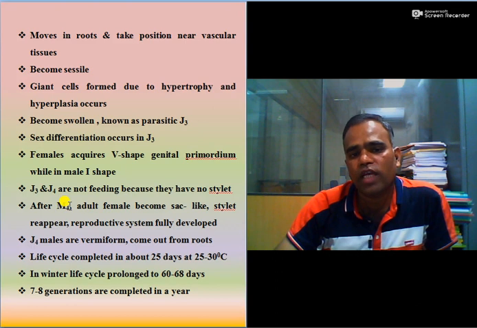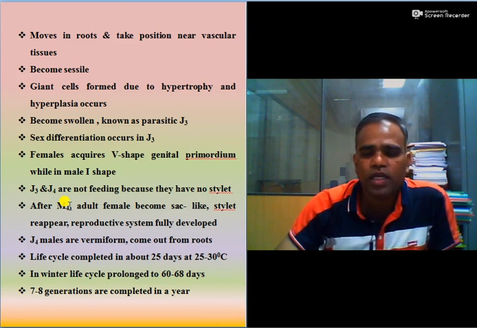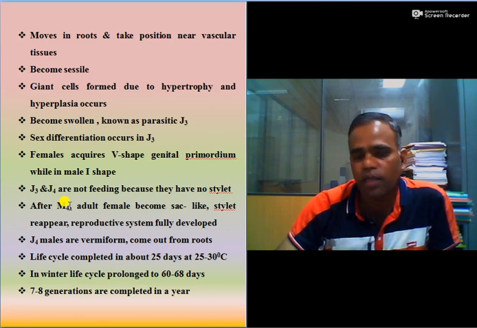Juvenile 3 and juvenile 4 are not feeding because they don't have a stylet. So see, the juvenile second stage is the infective one. After molt 4, the adult female becomes sac like.